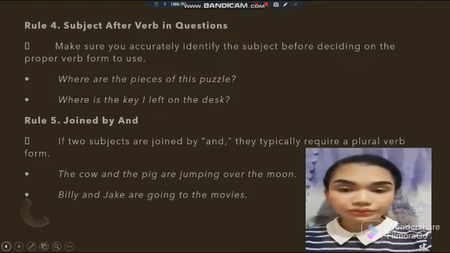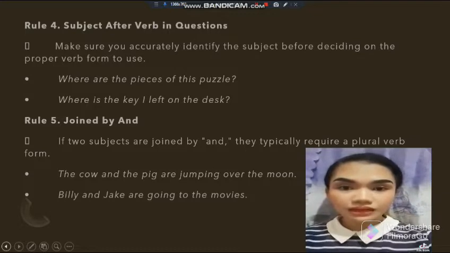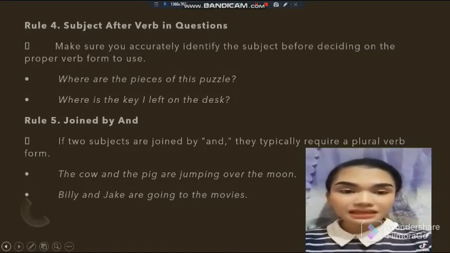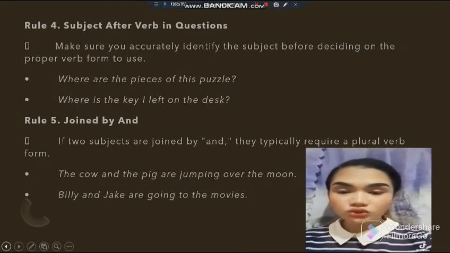Next, rule number 5, subjects joined by and. If two subjects are joined by and, they typically require a plural verb form. For example, the cow and the pig are jumping over the moon. Billy and Jake are going to the movies.